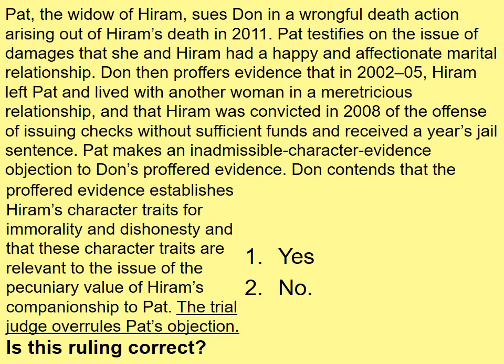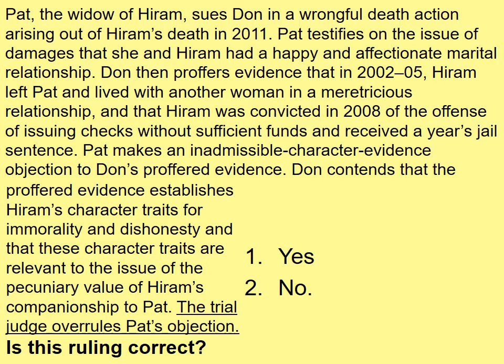So again, what we had here was an affair that lasted 3 years and that ended 6 years before the decedent's death, right? And we had a check kiting conviction for which the decedent served a year in jail, and that happened 3 years before his death.